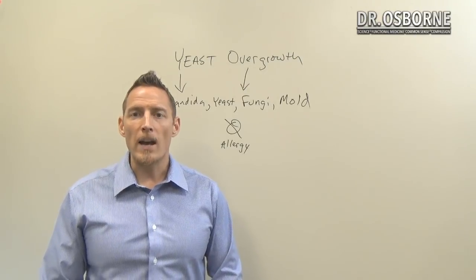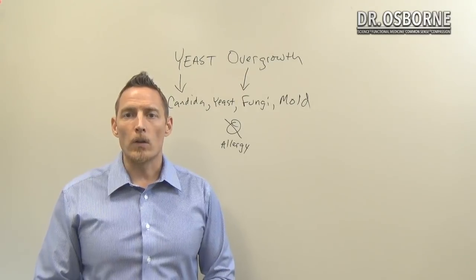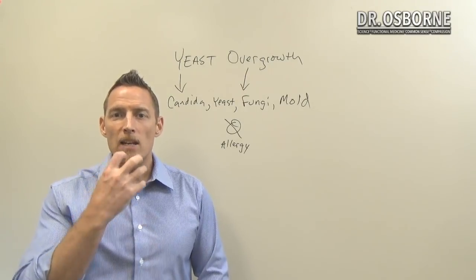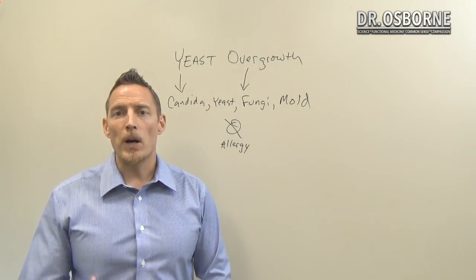So you can have yeast on the skin, you can have yeast in the nail beds. Some people develop what's called oral thrush, where they'll have patches of yeast growing on the tongue. That's a possibility as well.